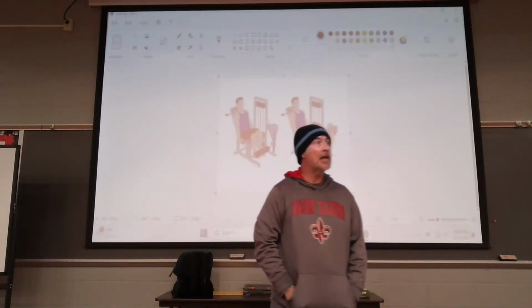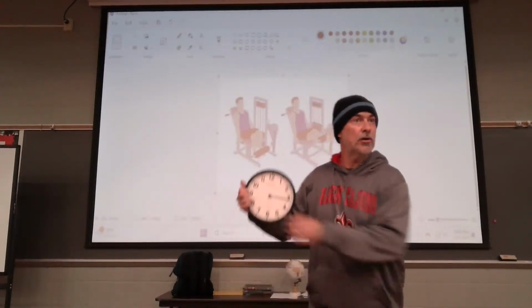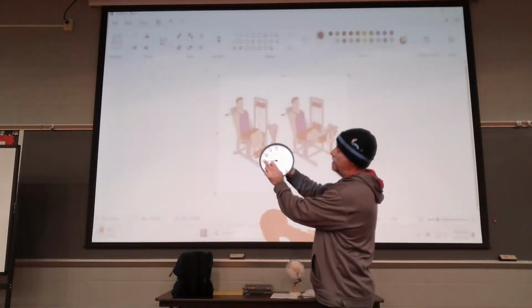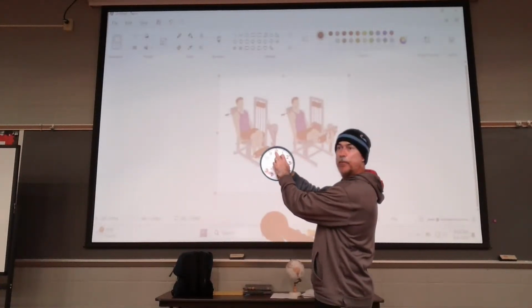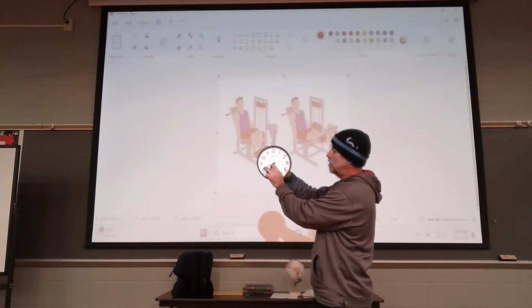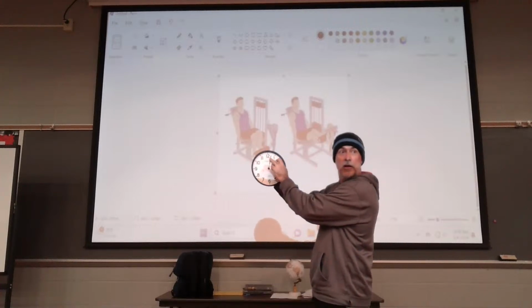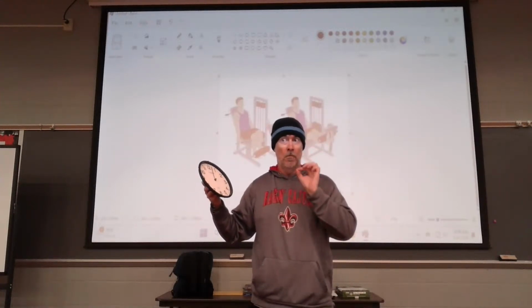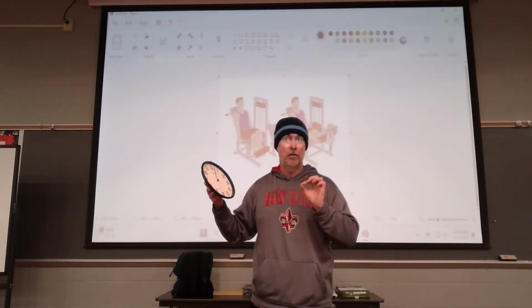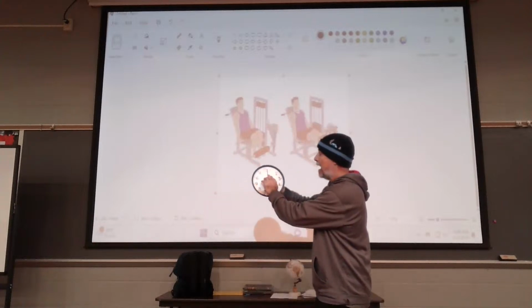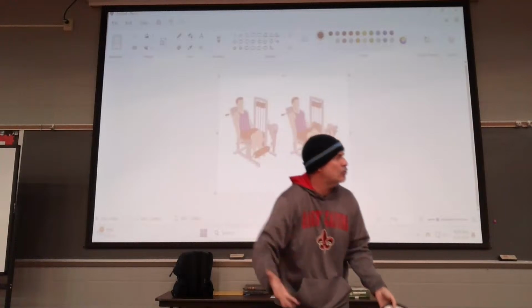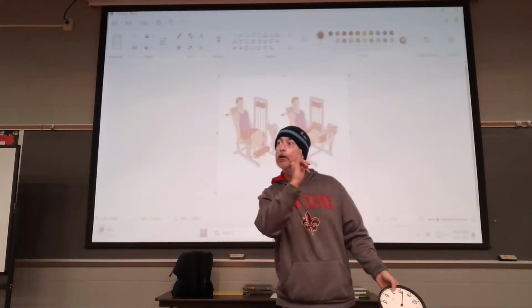The spin was the same. This is what you don't say: ab, going away; add, coming back. That would be like saying clockwise, clockwise, clockwise, counterclockwise, counterclockwise, counterclockwise. And that's why we can't say abduction is going away or going up or coming back. We can't do those things because the linear kinetics and kinematics change.